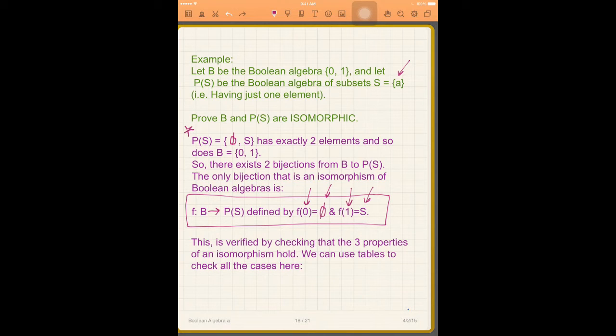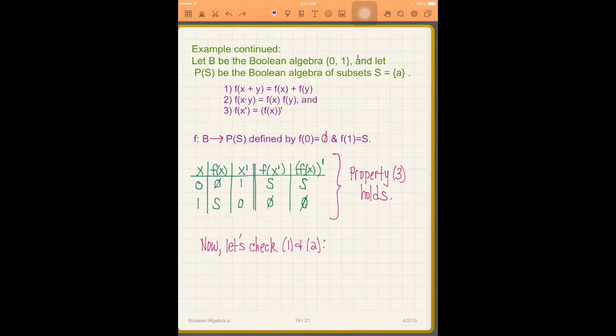To check this, we just check that those three properties are going to hold, and we can use a table. So here are three properties that we need to make sure are satisfied for this Boolean algebra. The three operations have to hold, and let's see if it works for our f. So for our bijection, does this work? I'm going to start with property 3. Does property 3 hold? So again, I'm looking at inputs of x to be 0 or 1 because they're coming from the Boolean algebra of the set {0, 1}. And I'm just going to see if f of x complement equals the complement of f of x.